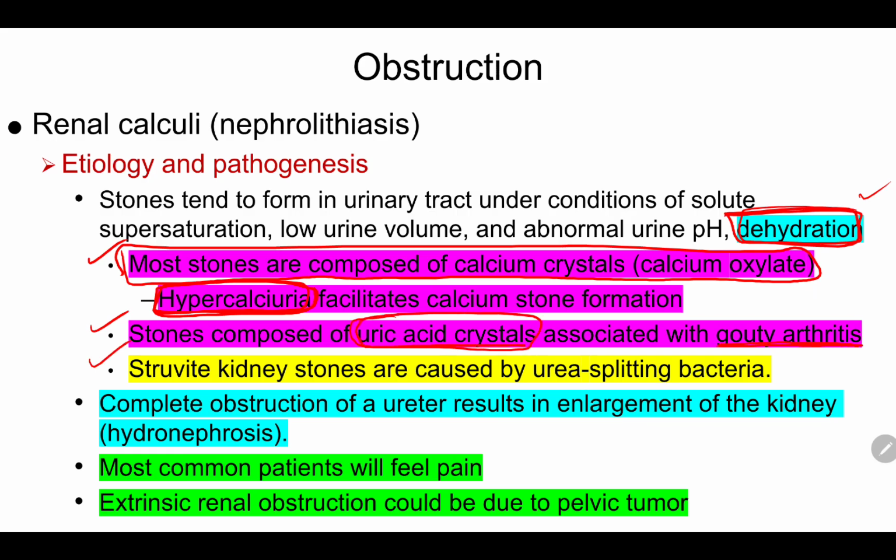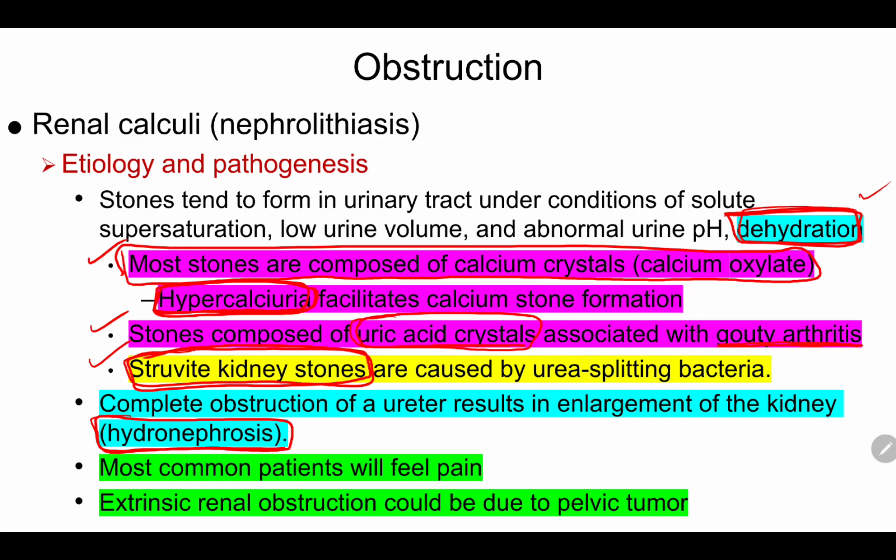Another thing that we have to remember, some of those stones that are going to be caused by urea-splitting bacteria, those are going to be those struvite kidney stones, right? So you've got to remember that as well. Those struvite kidney stones are going to be caused by urea-splitting bacteria, okay? And when we look at hydronephrosis, so what is hydronephrosis? Hydronephrosis is where we have a blockage or an obstruction of the ureter, resulting in an enlargement of the kidney. Okay, so you have to remember that as well.